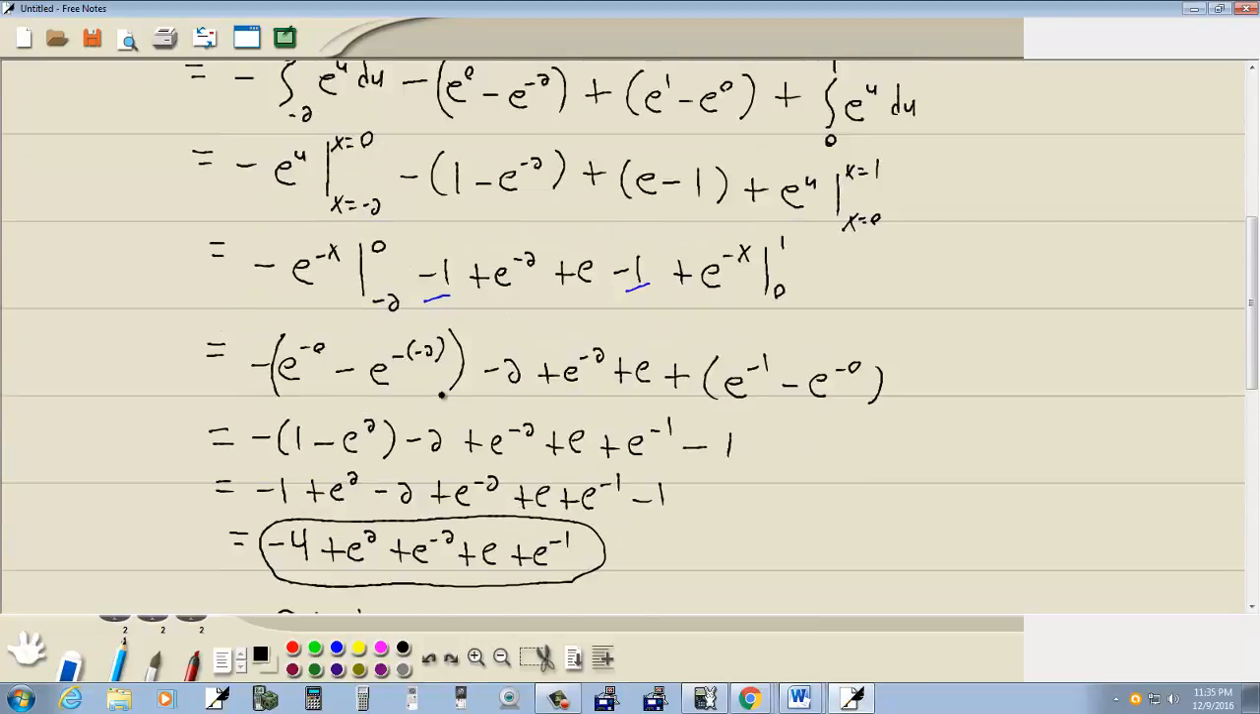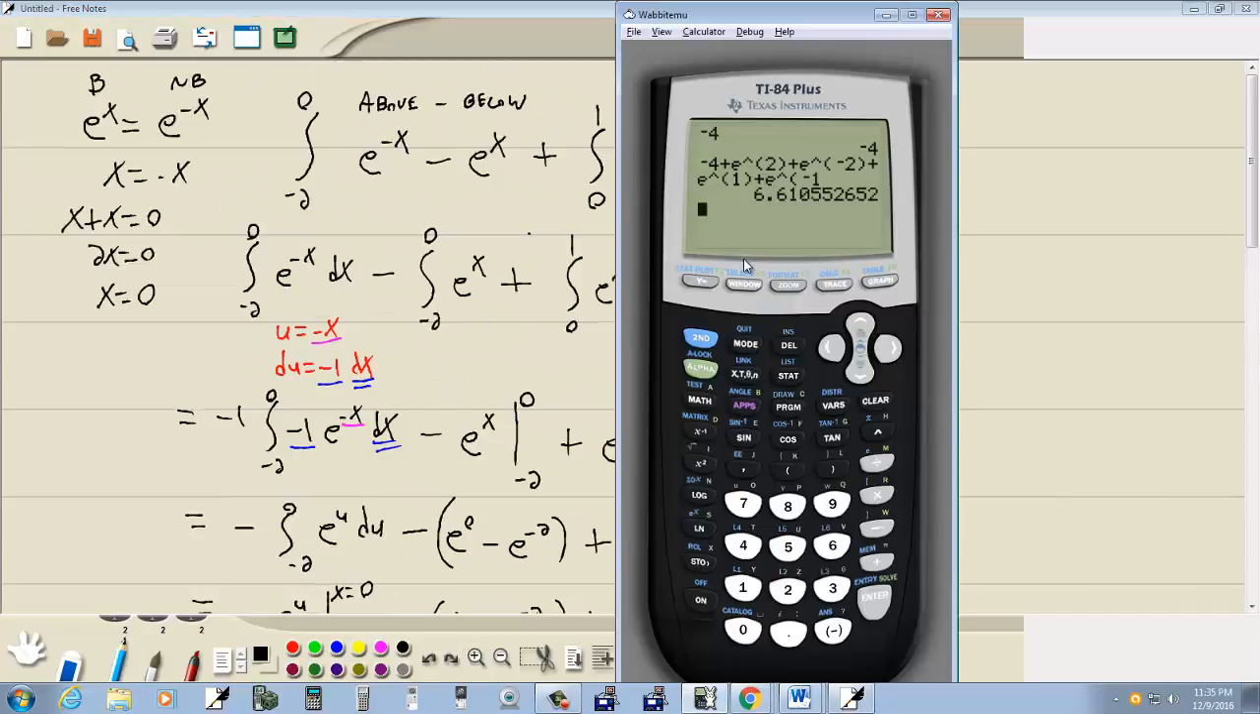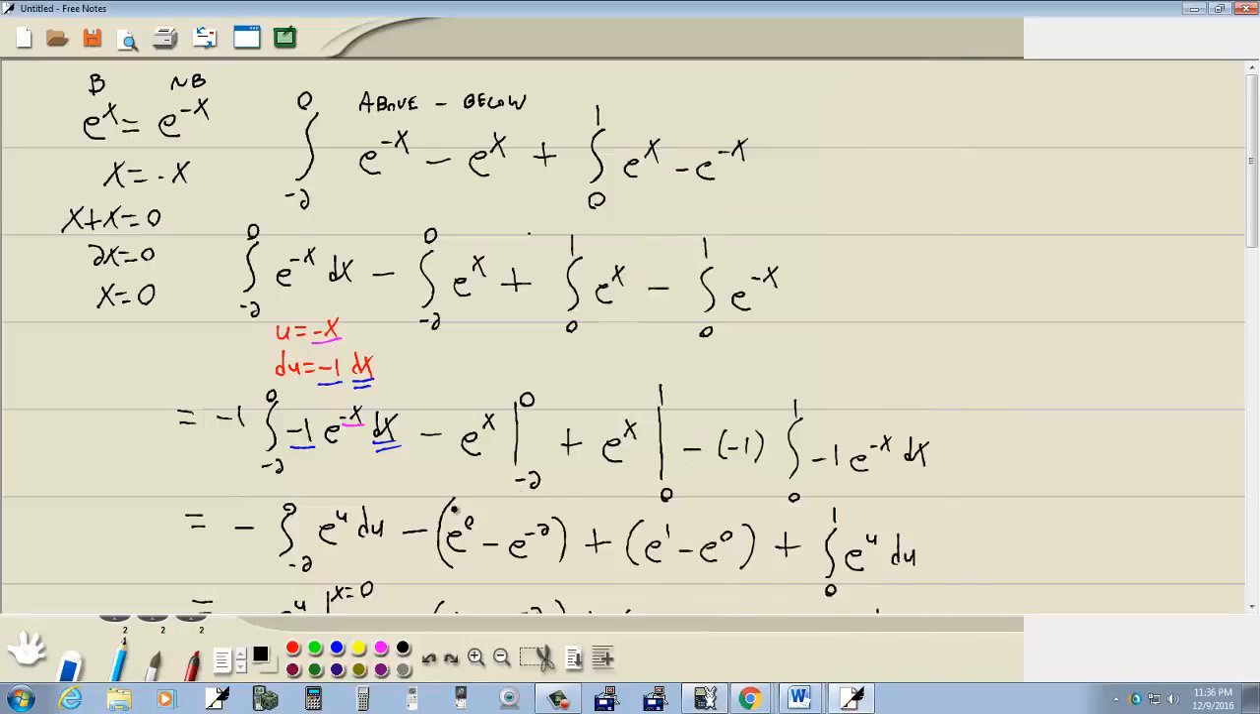Okay, let's check it. Go back here to my original setup. Go to y equals, clear that, and e to the negative x, close parentheses, minus e to the x. Second trace, choose 7, -2 to 0, 5.52, more or less. 5.52. And let's do this other one now.